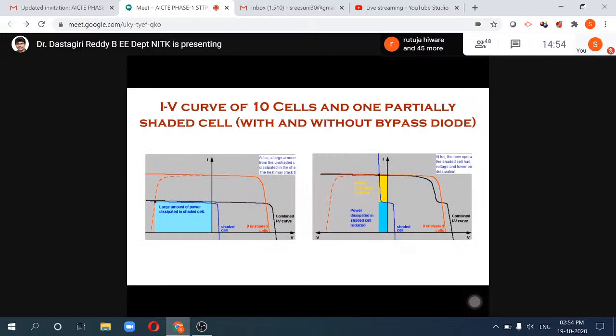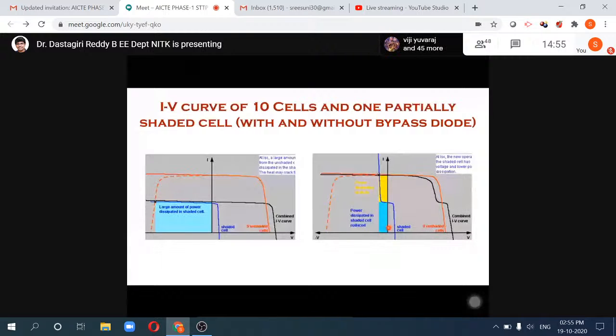So, to summarize, when you don't have a bypass diode, it will eventually damage the entire PV panel. When you have a bypass diode, there will be some power dissipated, which will be in the bypass diode, and it is capable of handling that.